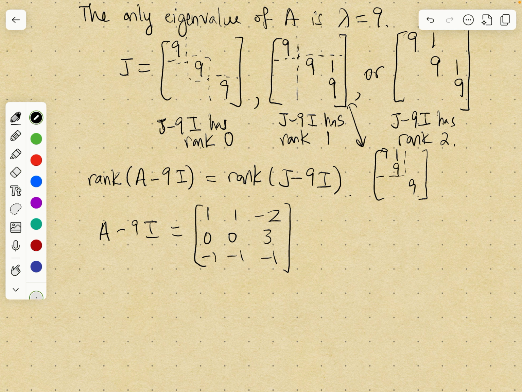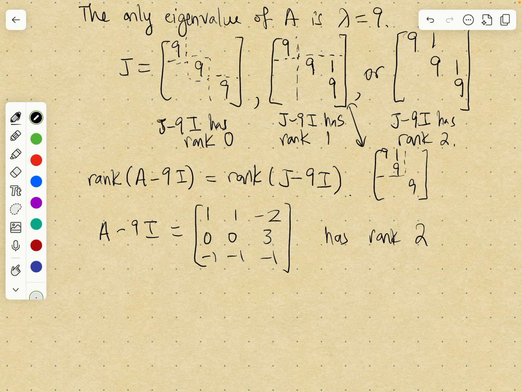Let's see. Oh, wait, we already know what this is, right? Because the rank is not... I can see that the first 2 rows are not scalar multiples of each other. So certainly this has rank 2.